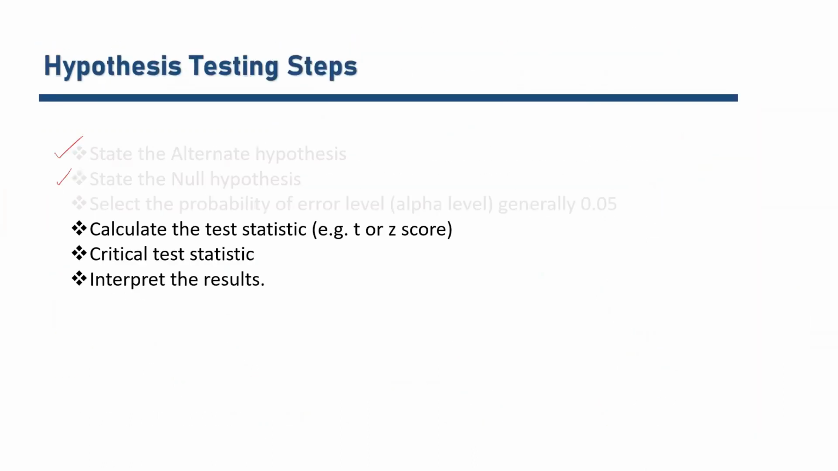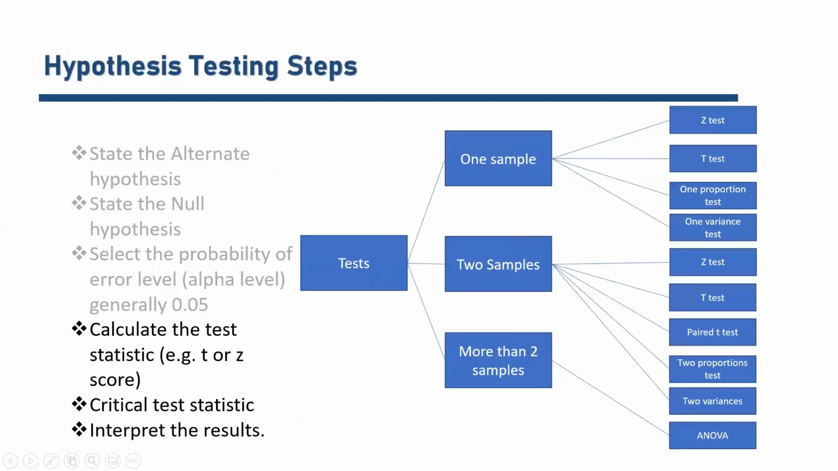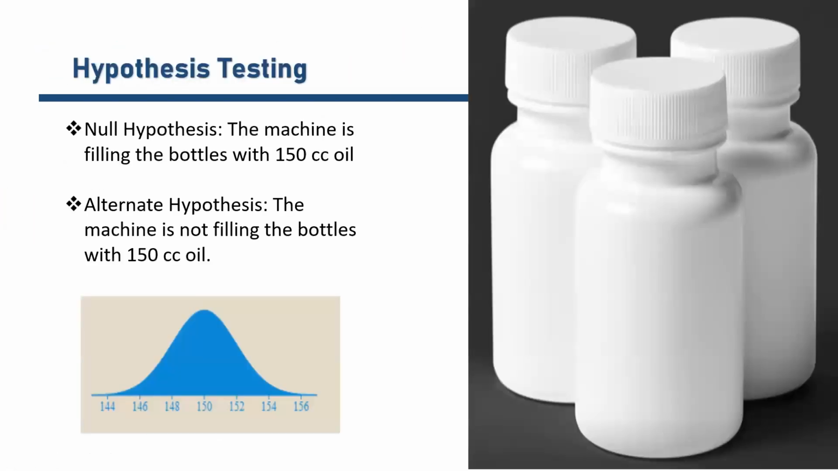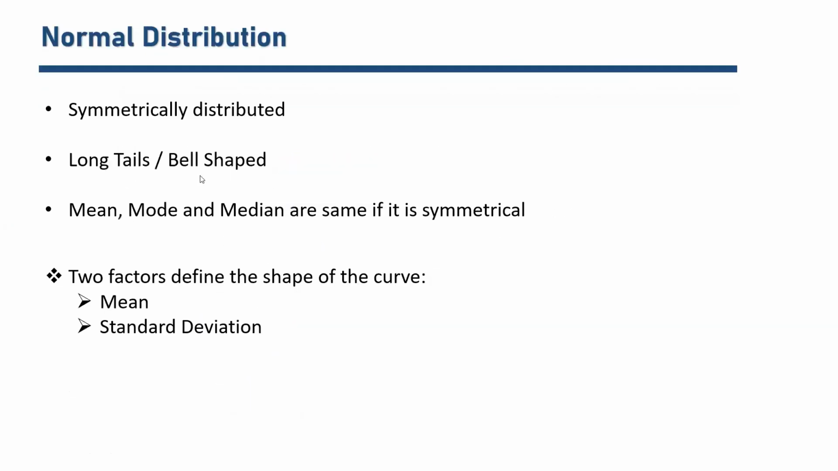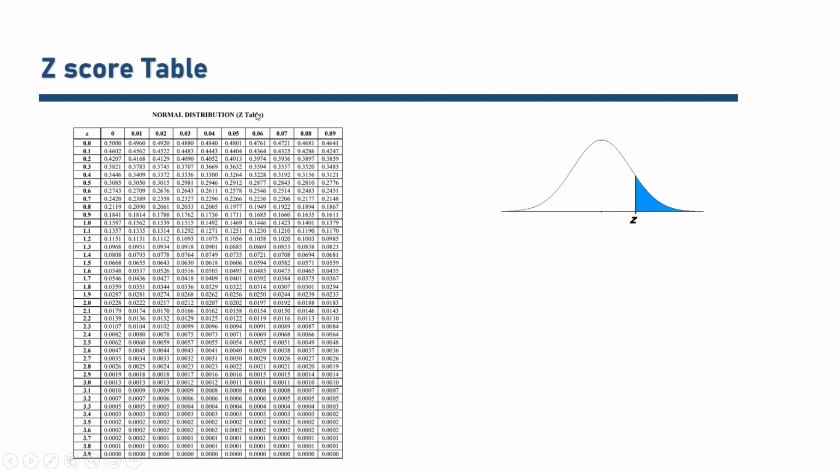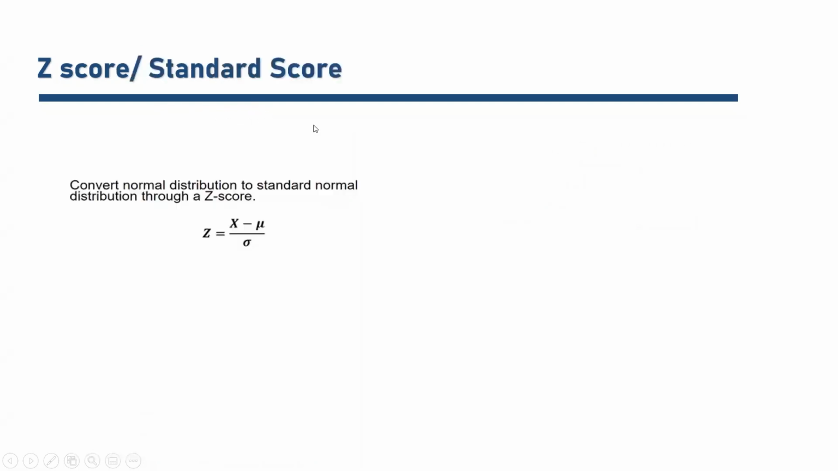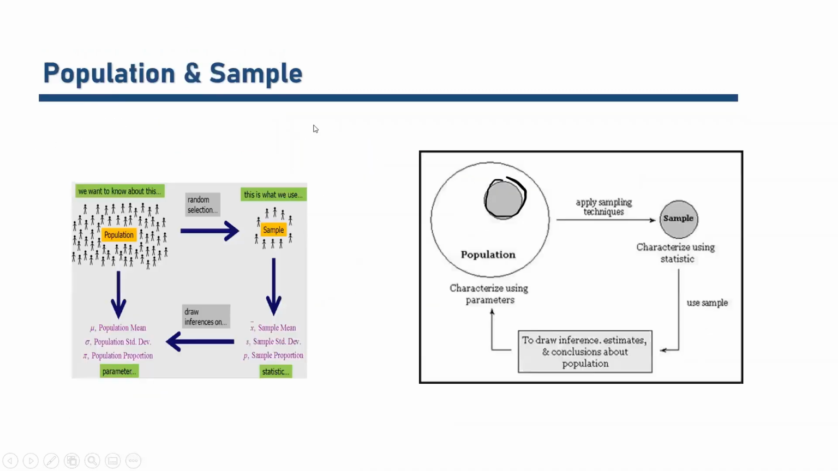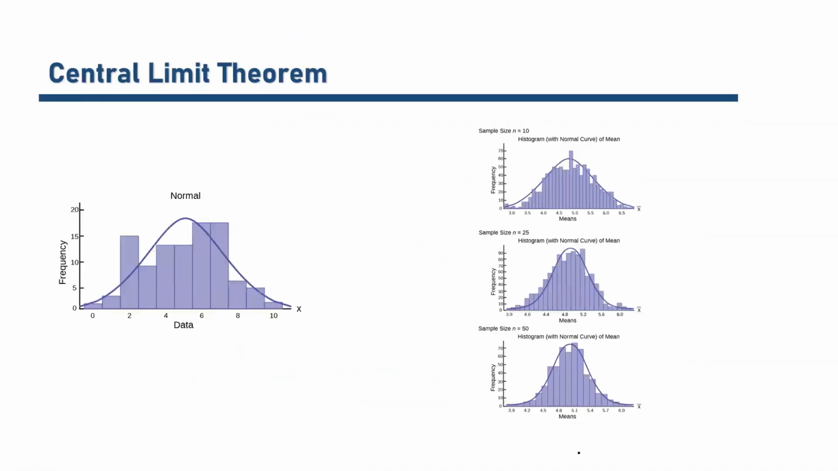The third is to select the probability of error. How to get the Z critical? Z critical is something you get from a chart. If I can show you the chart, you remember this chart? What you get is a Z table. You have different types of Z table. This is your Z table.